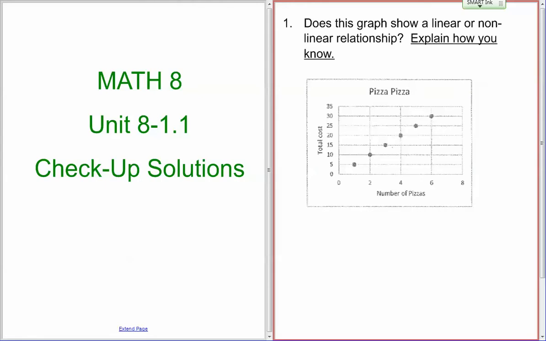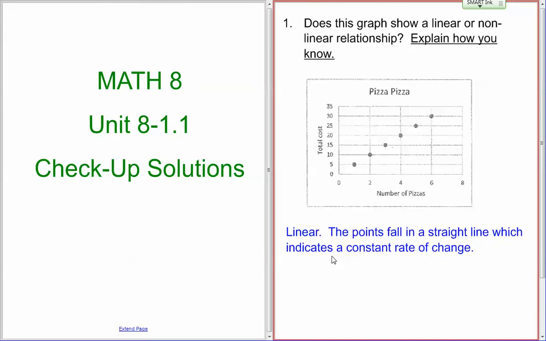Alright, first question, does this graph show a linear or nonlinear relationship? The only thing we're really looking for here, folks, is to say that it's linear and that we know it's linear because the points are falling in a straight line. The points fall in a straight line, which indicates a constant rate of change. You don't really have to get any more specific than that.